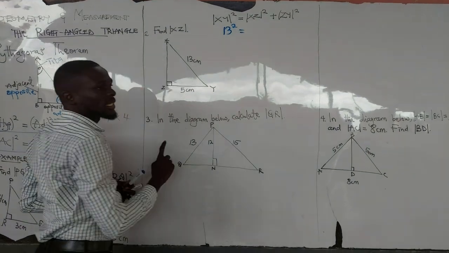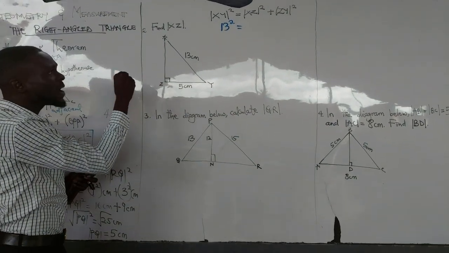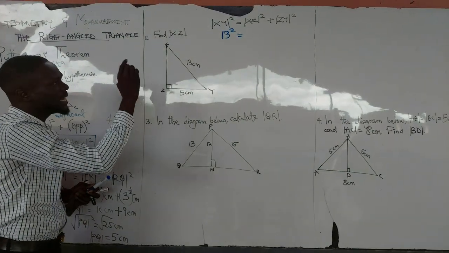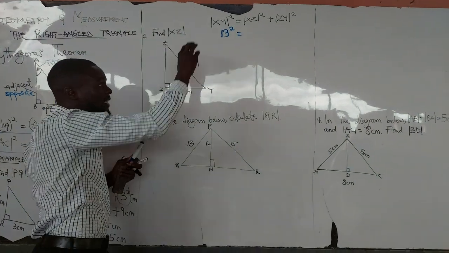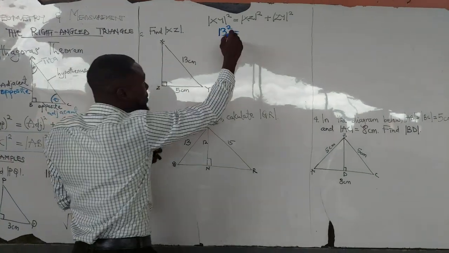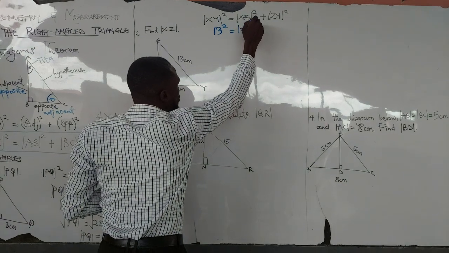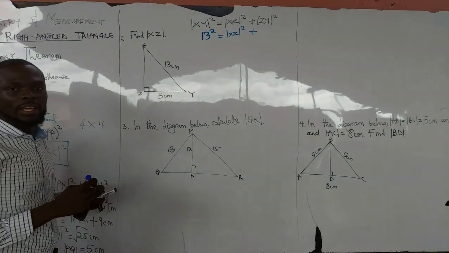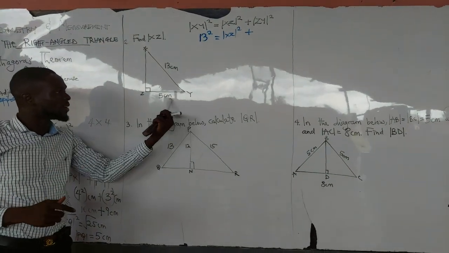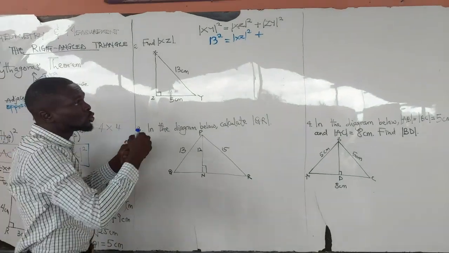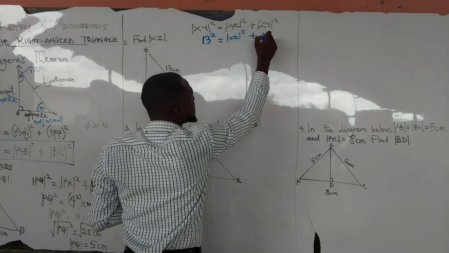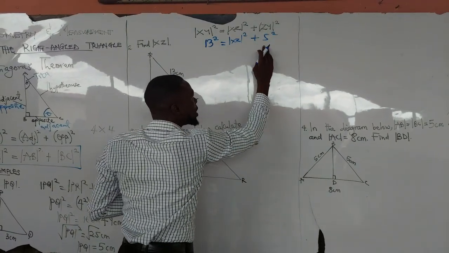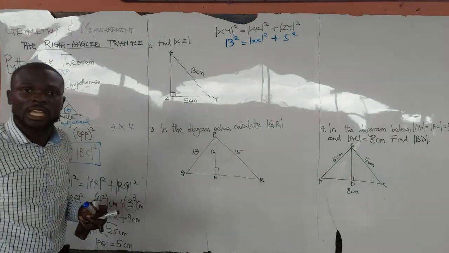xz squared. Now come back to the diagram and find out if you have been given xz. For xz, there is nothing there, meaning I'm looking for this side. So I'll maintain the xz squared plus zy. Now check if you have been given zy. You have been given 5. So ignoring the unit, I can write 5 squared. Remember, the theorem is with squares. If you write without a square, you are going to get your answer wrong.